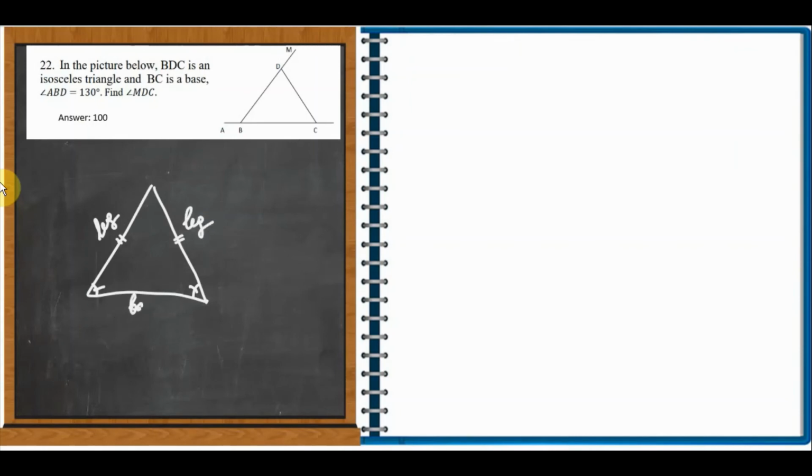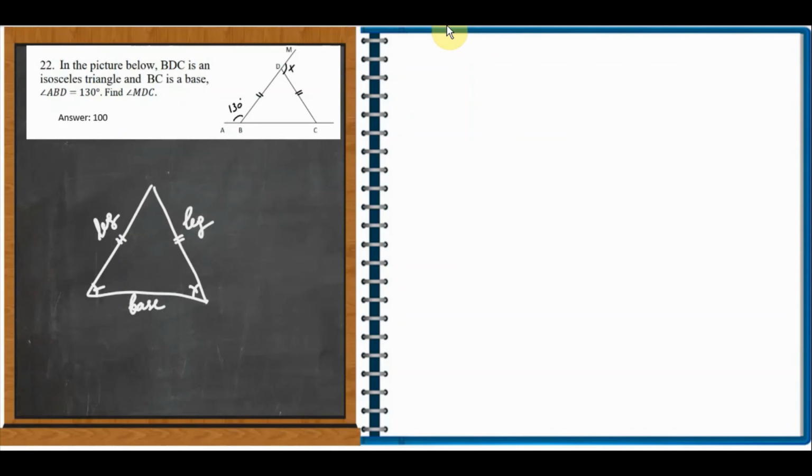Now, in the question, it says that BDC is an isosceles triangle and BC is a base. So BC is the one which is not equal. BD and DC, they are legs. ABD is 130 degrees. Now we need to find MDC.